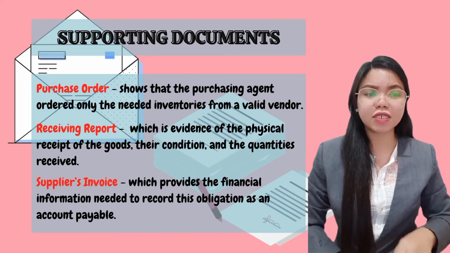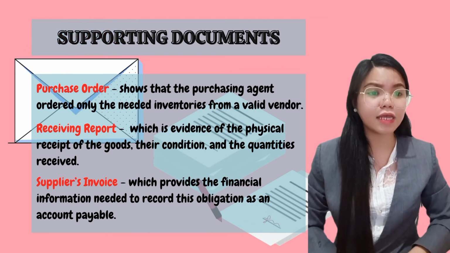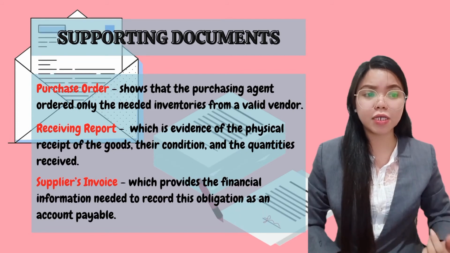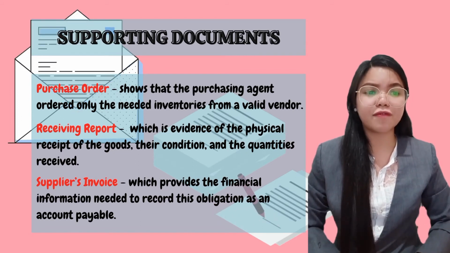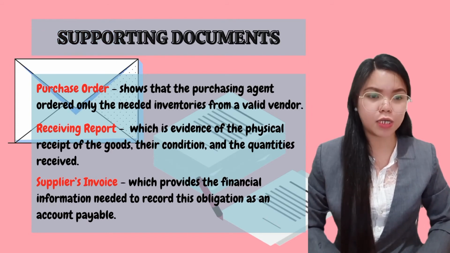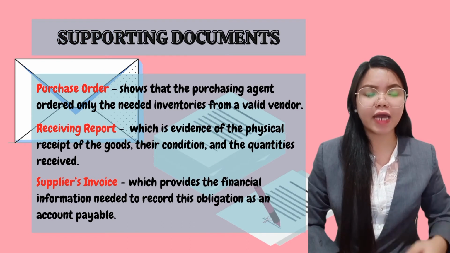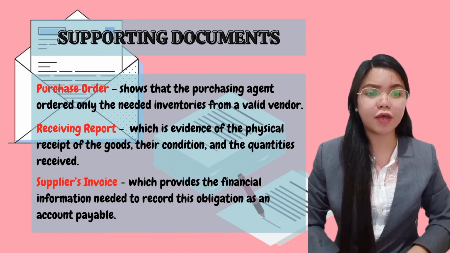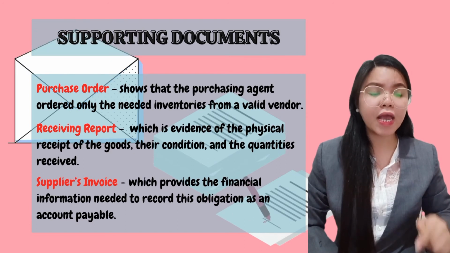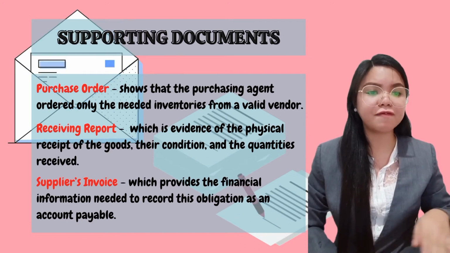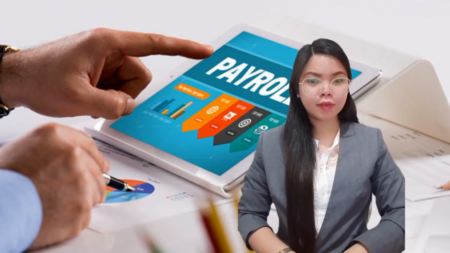which is the evidence of the physical receipt of the goods, their condition, and the quantities received. The reconciliation of this document with the purchase order signifies the point of realization of the obligation. The third one is the supplier's invoice, which provides the financial information needed to record this obligation as an accounts payable. The accounts payable clerk verifies that the prices on the invoice are reasonable.